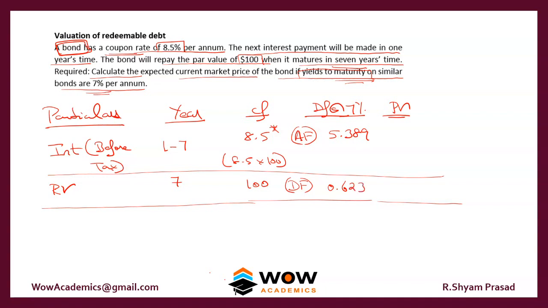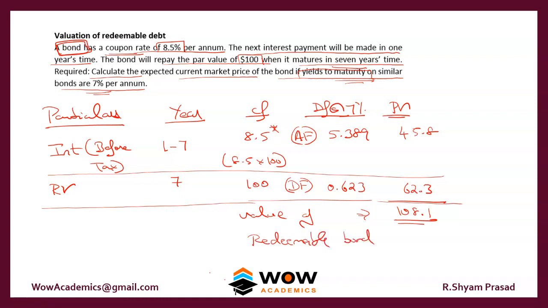So we'll multiply the numbers. This number comes to 45.8 and this number comes to 62.3. So add both, that comes to 108.1. So this is the value of the redeemable bond. The value is 108.1. If you want, we'll explain it once more.